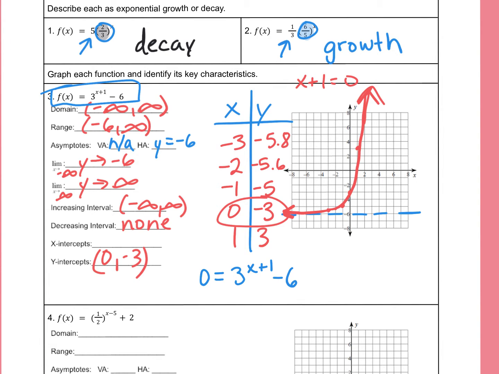Okay, I get this. When I'm solving an exponential, I need the base and its exponent on a side by itself, so I can't have this -6 over here. I'm going to add it over. So we get 6 equals 3 to the x plus 1 power. Set up my log. My base is 3. Log base 3 of 6 equals x plus 1.